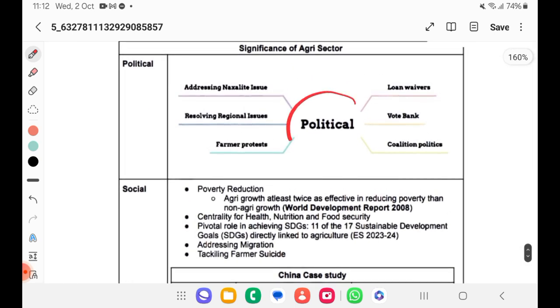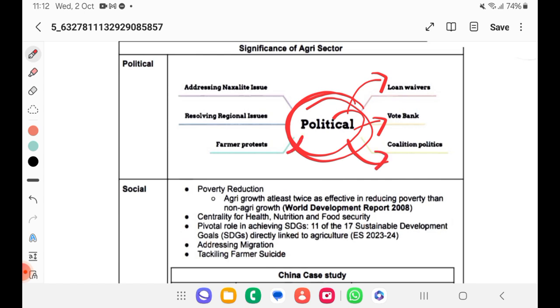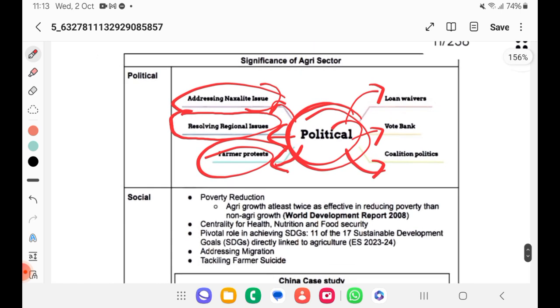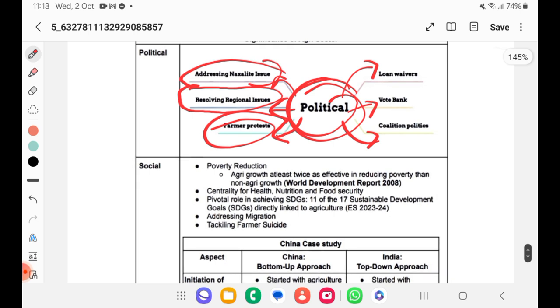And then we understood about the significance also. Politically, if we see lone viewer or vote bank, coalition politics, farmer protest, resolving regional issues, addressing Naxalite issues. These are two major points, regional issue resolving and addressing Naxalite issues. Apart from that, farmer protest, etc. All these things we have discussed before. Now I am just revising so that moving forward we will be working on keywords only.